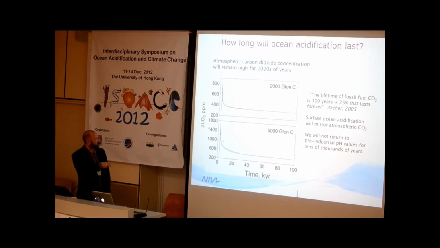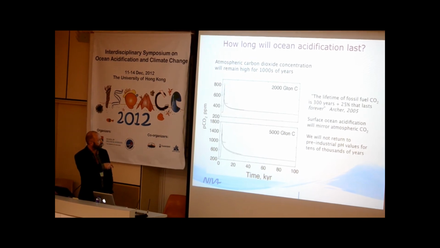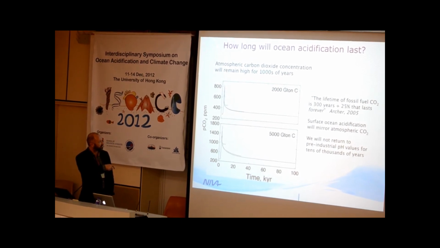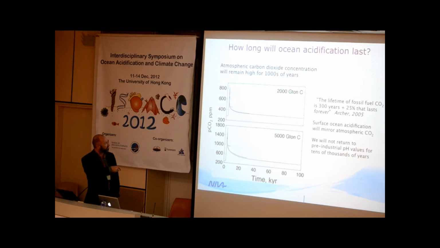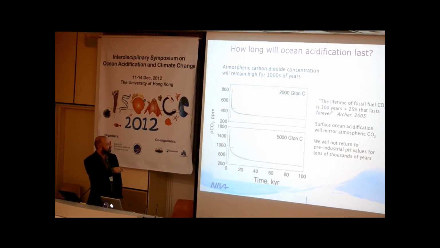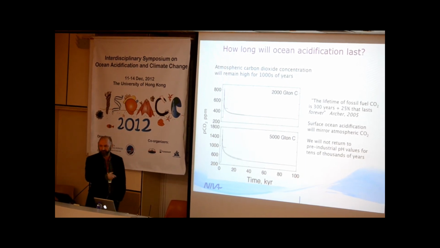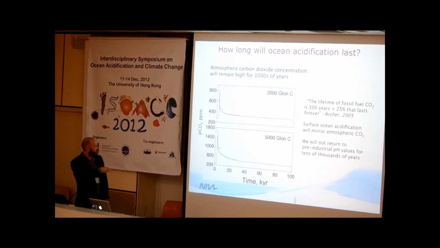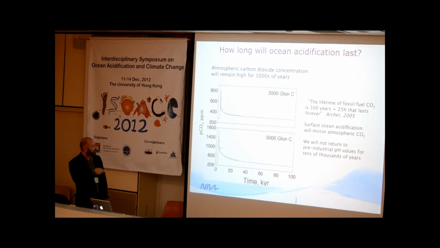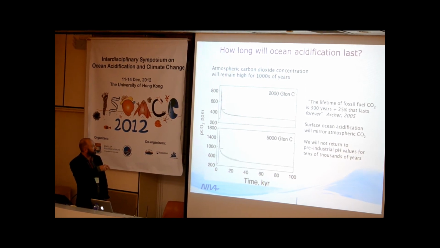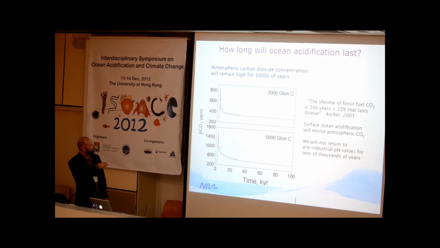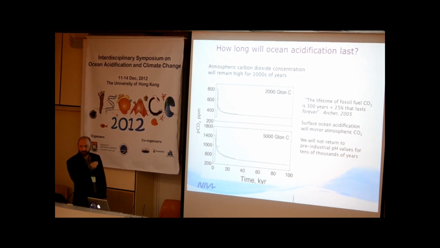But this just shows you the processes. This is the PCO2 when we started this experiment. We're now presently going up here, we're coming up to 400. If we just take a random 2,000 gigaton fossil fuel release, our PCO2 will go up to 800, and then we will stop.